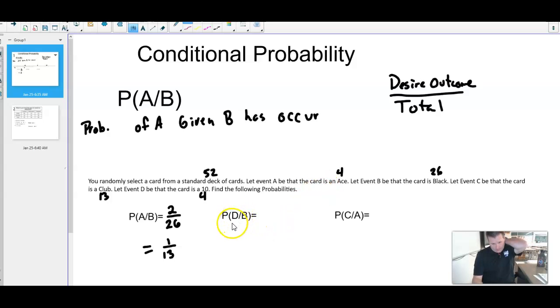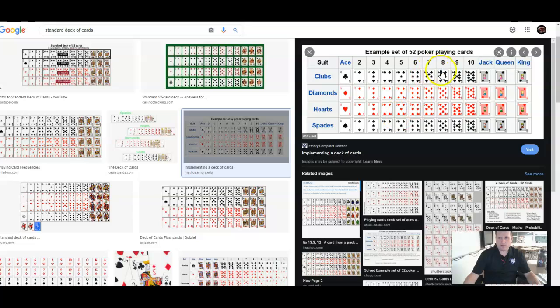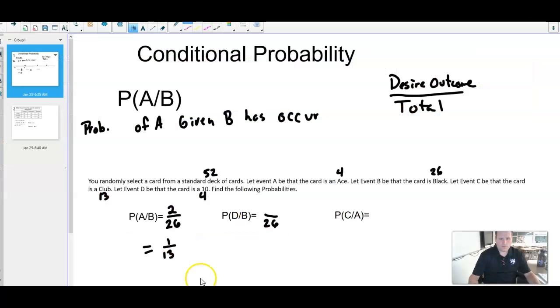This one is the probability of getting event D given that B has occurred. I'm still just looking at the black cards, but I want to know the chance of getting a 10 if it's black. Again, this is going to be out of 26, because there are 26 total. How many black 10s are there? A lot of you probably know that already, but there's 1 and then there's 2. So there are 2 for that as well.